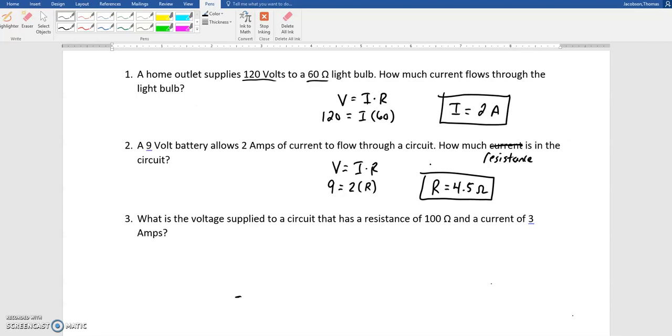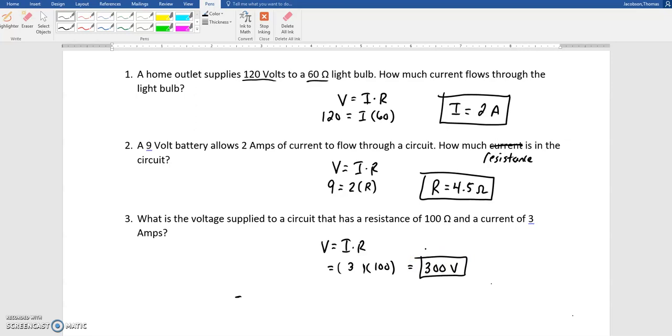And the last question. What is the voltage supplied to a circuit that has a resistance of 100 ohms and a current of 3 amps? All right, so V equals I times R. Therefore, we have a resistance of 100 ohms, and we have a current of 3 amps. Therefore, we have a voltage supply of 300 volts.